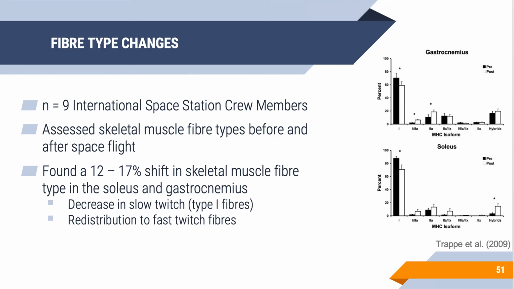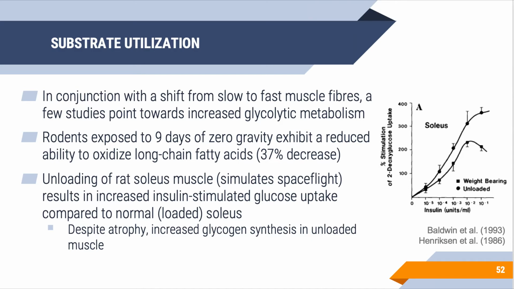So this figure on the right here is just showing you gastrocs and soleus, and again, this idea that black is pre and white is post. We're seeing post spaceflight a shift away from type 1 fibers and a shift toward type 2 glycolytic fibers. So how is substrate utilization influenced in spaceflight or post-spaceflight?